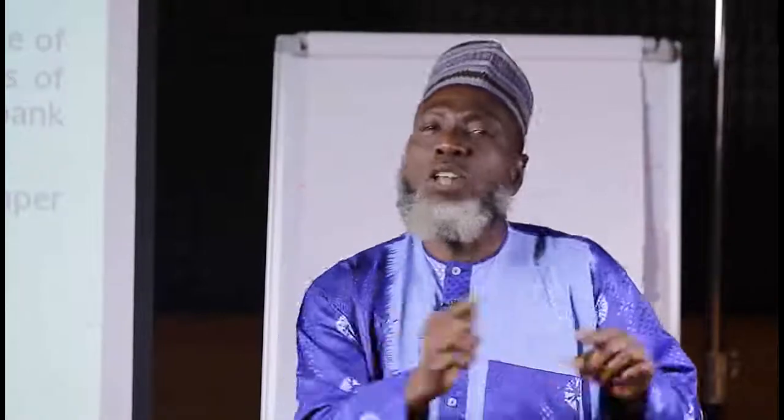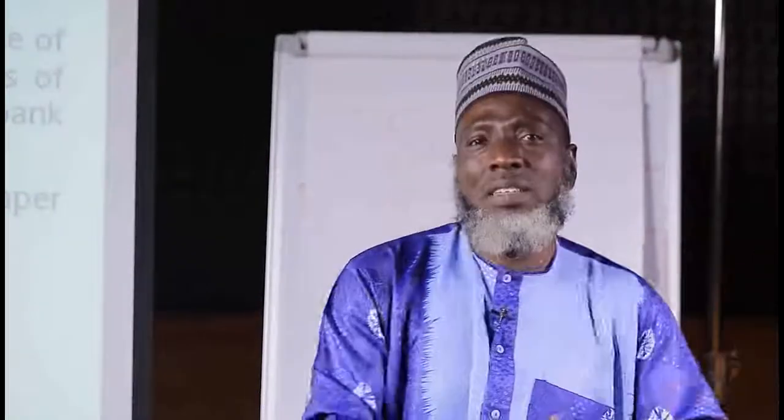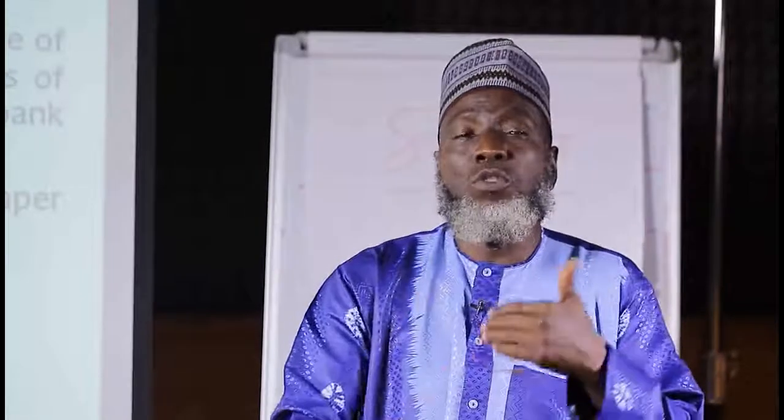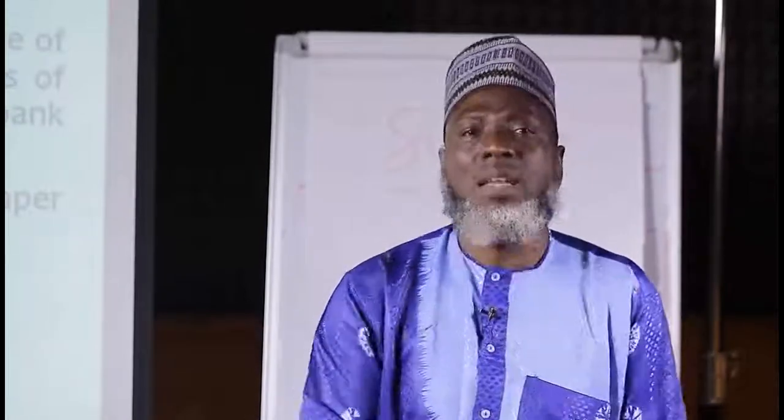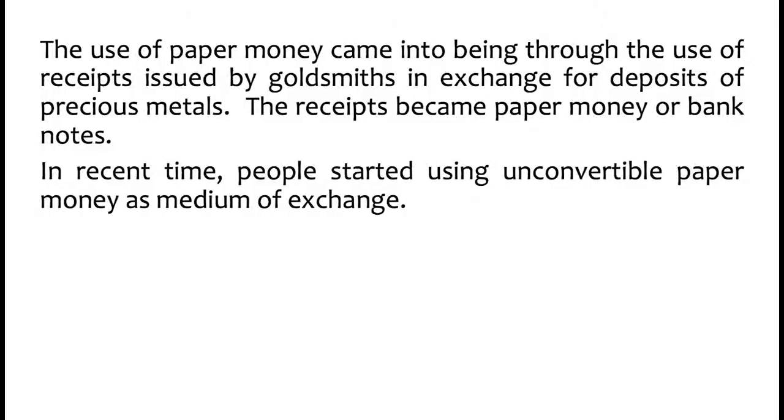Initially, it was gold and silver that were used as coins, as metal money. Then later on, they started using paper money as the receipt given by the goldsmith to those depositing their gold and silver with him. That's how we come to have what is today known as paper money and coins. The use of paper money came into being through the receipts issued by the goldsmith in exchange of deposit of precious metals. The receipts became paper money or bank notes. In some time, people started to use unconvertible paper money as a medium of exchange.